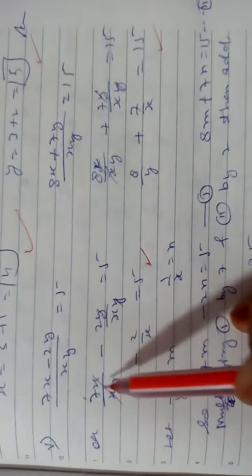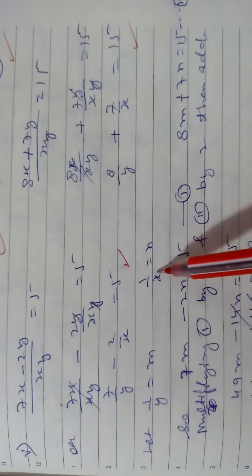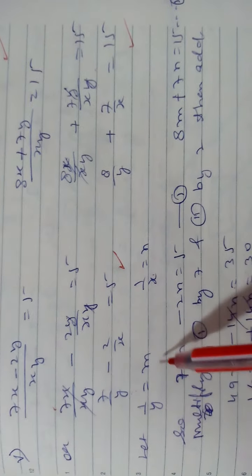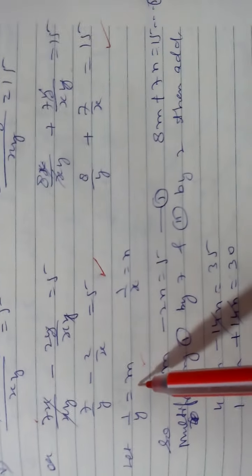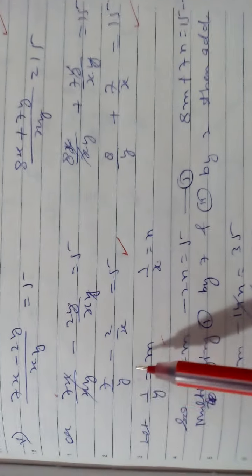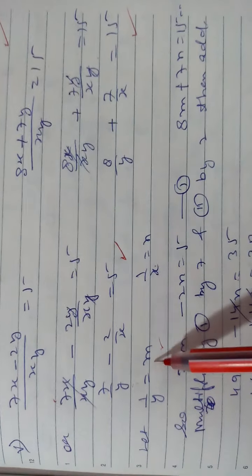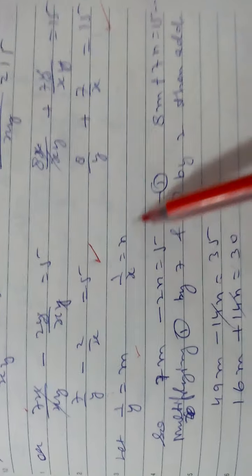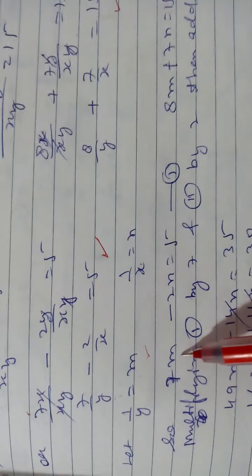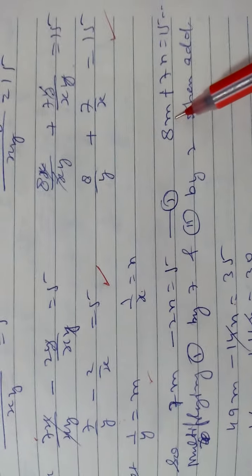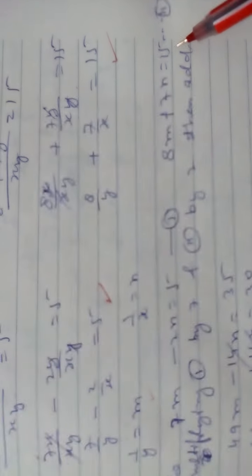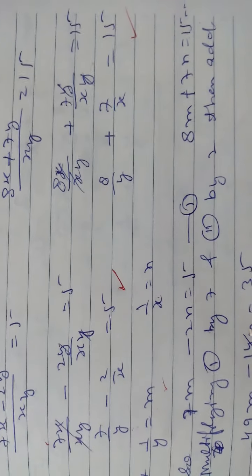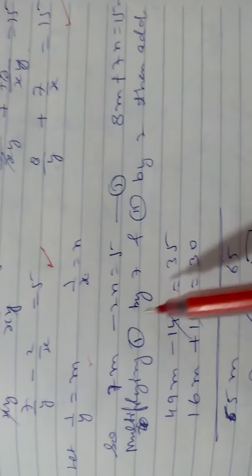Now the first place is 1 upon y, so no need to write 1 upon x always. I am taking 1 upon y as m. What you are taking, that you see. If the first place is x, then take m as 1 upon x. So I am taking 1 upon y as m, 1 upon x as n. Then it converts into 7m minus 2n equal to 5, 8m plus 7n equal to 15. Solve it by the elimination method.